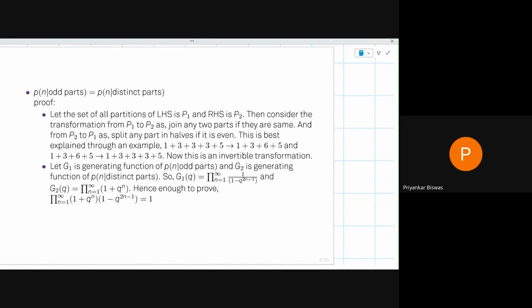Yes, sir, it's clear. Okay, so like this product. Please explain it. You can write this product like this.